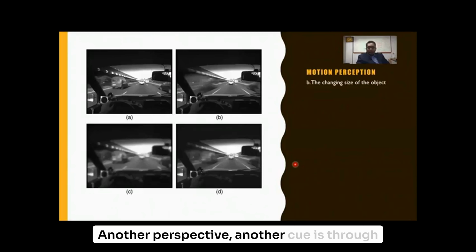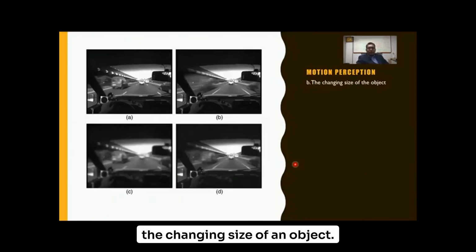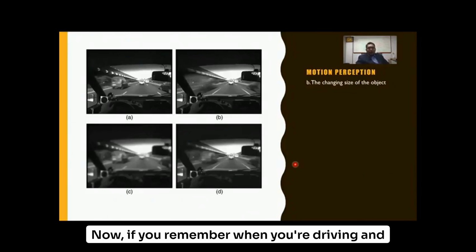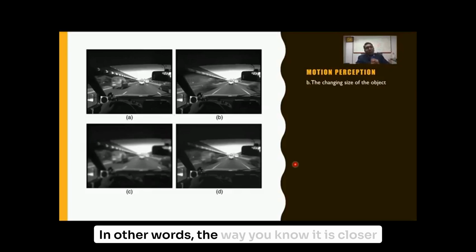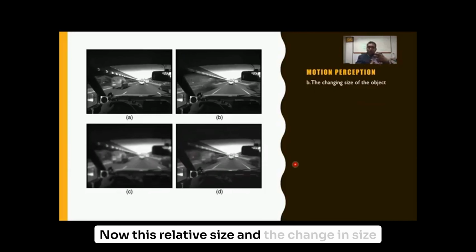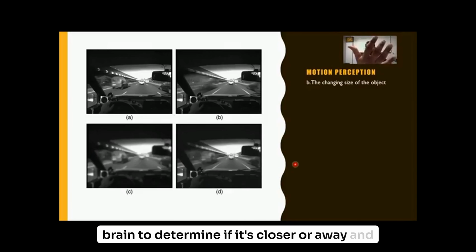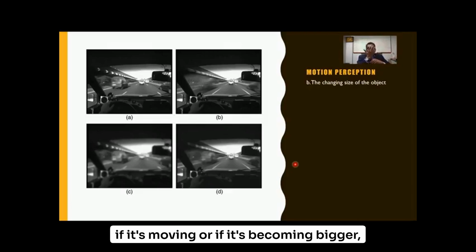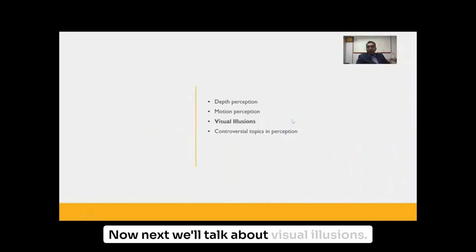Another cue is the changing size of an object. If you remember when you're driving and you see some cars that are closer to you and others that are far away, the way you know it is closer is that the car looks bigger if it's closer, and smaller if it's away from you. This relative size and the change in size of the object also act as a cue for the brain to determine if it's closer or away. If it's becoming bigger, it's more likely coming close to you, and if it's becoming smaller, it's more likely moving away from you. Next we'll talk about visual illusions.